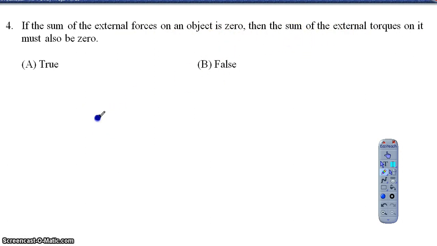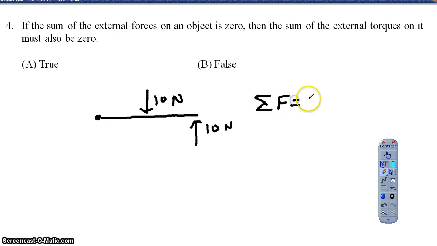Okay, so let's go back to the door type problem we've seen a couple times now. If I've got a door that's rotating about a pivot point, and I apply a force of 10 newtons here and a force of 10 newtons at the far end of the door, if we look at the net force, it would be 0, right? We'd have positive 10 newtons going up, we'd have negative 10 newtons going down, so my net force would in fact be 0.